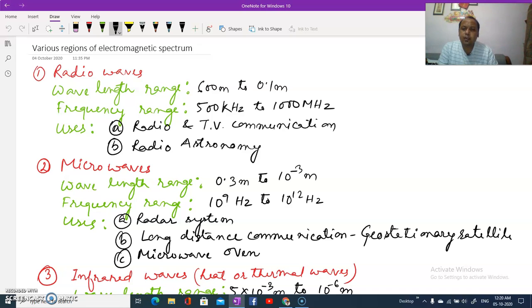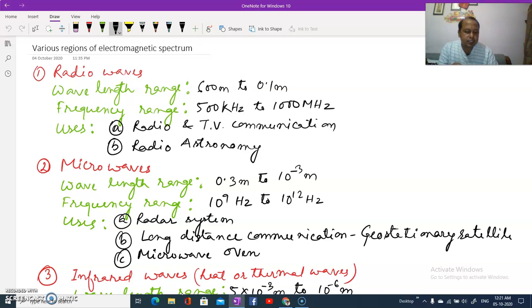Now microwave, the important uses are: it is used in radar system. Radar, if you remember, is radio detection and ranging, so there it is used. It is used in long distance communication, for example in geostationary satellites microwaves are used, and even in microwave ovens. You must have seen in your home if you use the microwave oven, so these are the microwaves which are responsible to heat up the food material which is kept inside the microwave oven.